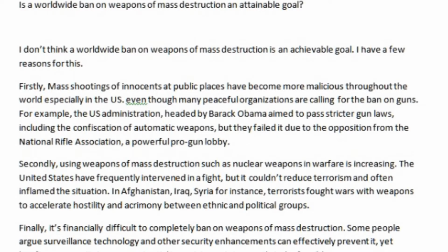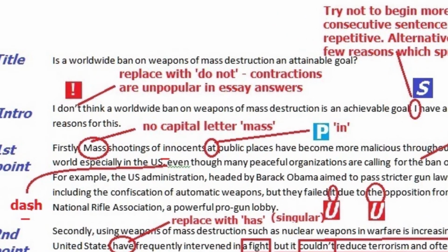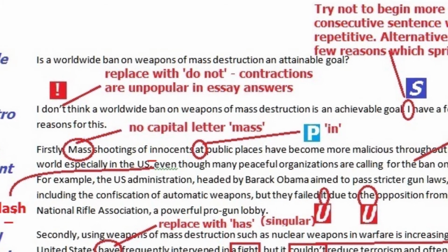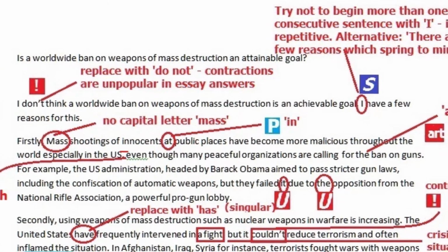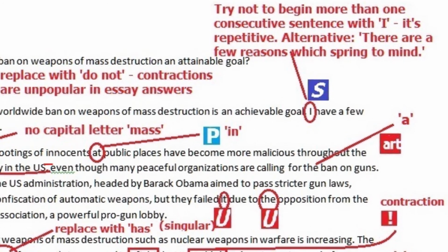We can see in the first paragraph, "I don't think a worldwide ban on weapons of mass destruction is an achievable goal." Don't is a contraction. In essays, we don't use contractions unless it's a quotation, unless someone is speaking. So here, don't is replaced by do not. The second sentence, "I have a few reasons for this." I, it becomes repetitive. Even twice is more than enough.